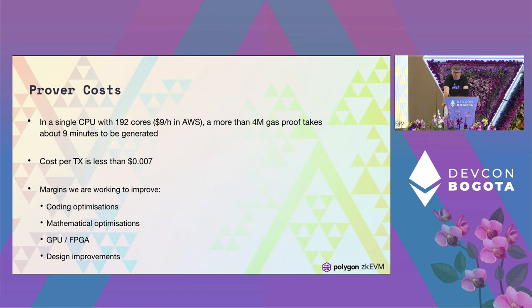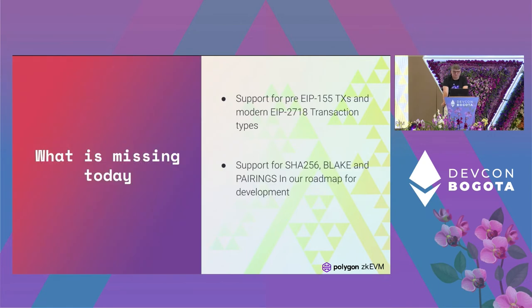There are also a lot of optimizations that are coming. With GPU, we believe that we can improve by one order of magnitude, and there are other improvements that we are working on. But the prover is not the bottleneck anymore.